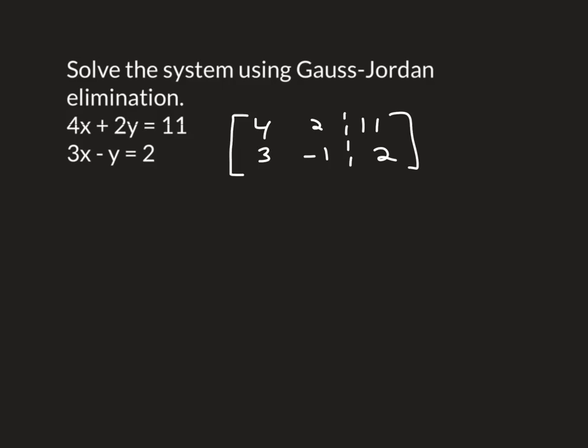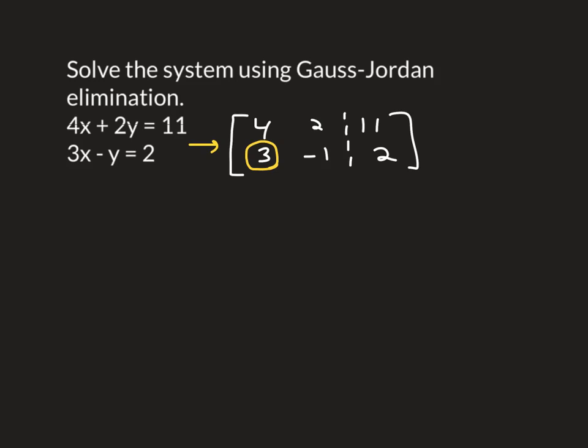First one says solve the system using Gauss-Jordan. What I went ahead and already did is put the equation into an augmented matrix. So what I'm going to do now, and I always pretty much go the same order like we talked about yesterday, I'm going to try to make that become a 0.